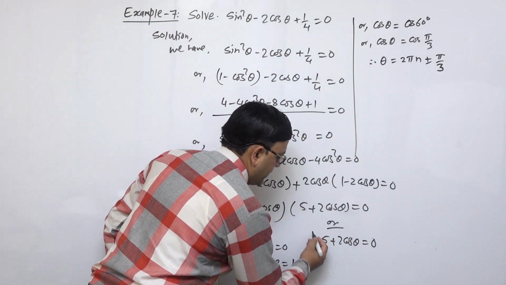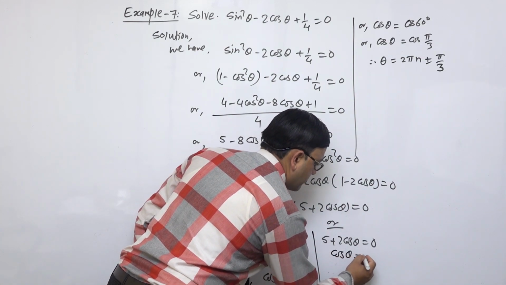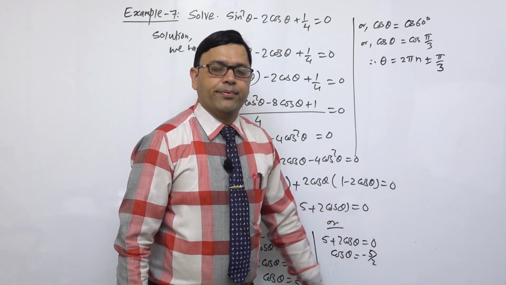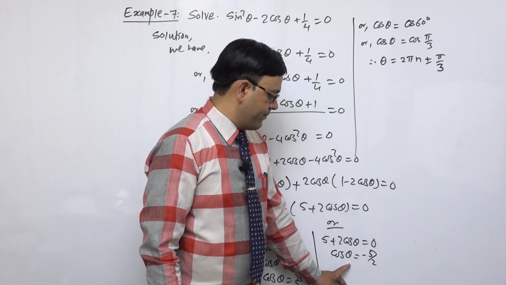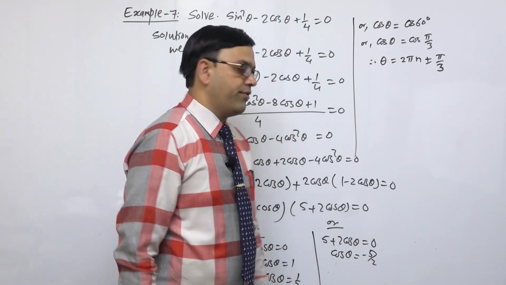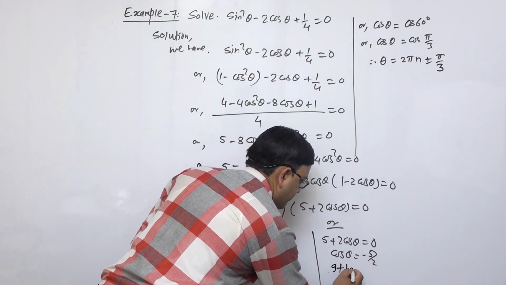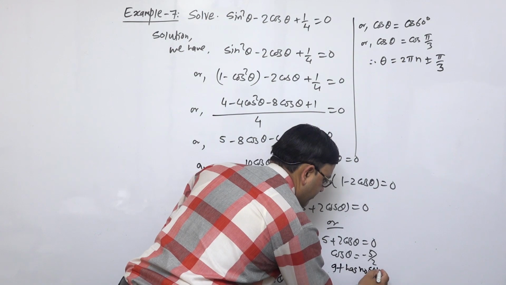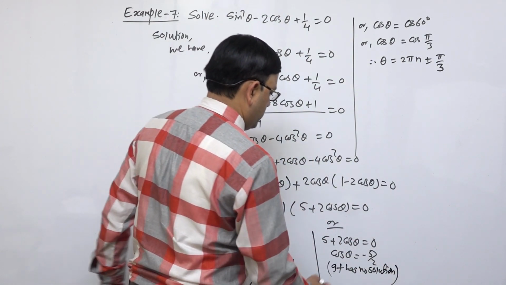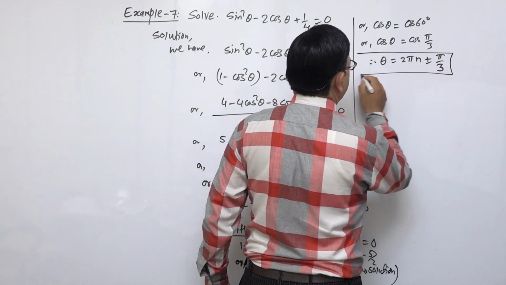So in the next case, we have 2 cos theta, or we can write cos theta is equal to minus 5 by 2, and this is minus 2.5, and there is no value of cos theta in minus 2.5. So here it has no solution. So our answer is this only.